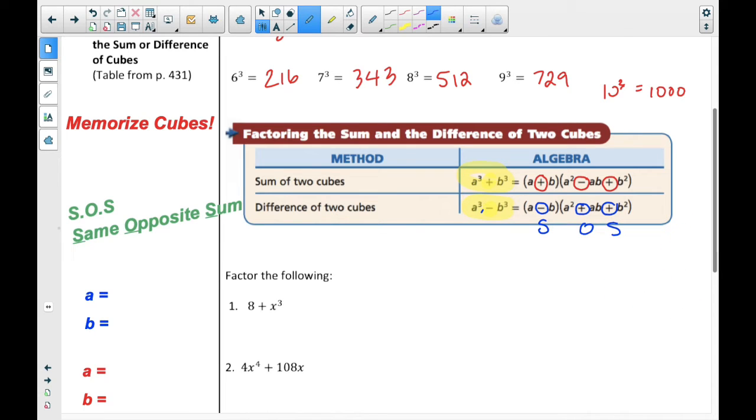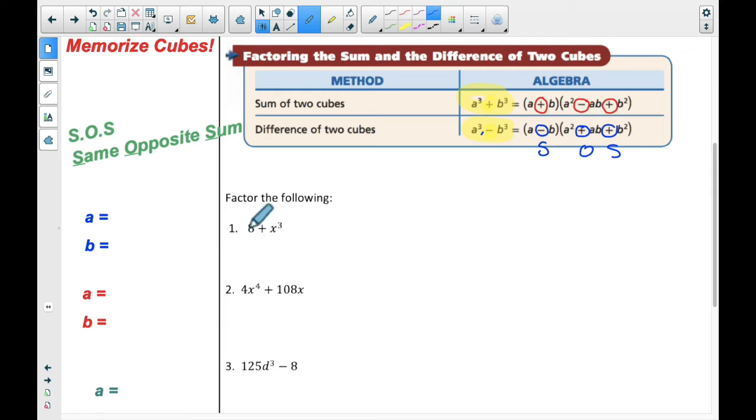Let's do some examples so you can see what we're talking about. When we look at examples, what we want to do is look at these numbers and think in our head, well, what is the cube root of 8? And the cube root of 8 is 2, because we just thought about it at the top of the page. And what's the cube root of x to the third? Well, that's x. So when we write our answer, we're going to follow this pattern. It's a plus, so we're going to take the top one. And so the top one says a plus b. Well, a is 2 and b is x. And then we're going to have an a squared. Well, that's 4 because 2 squared is 4.